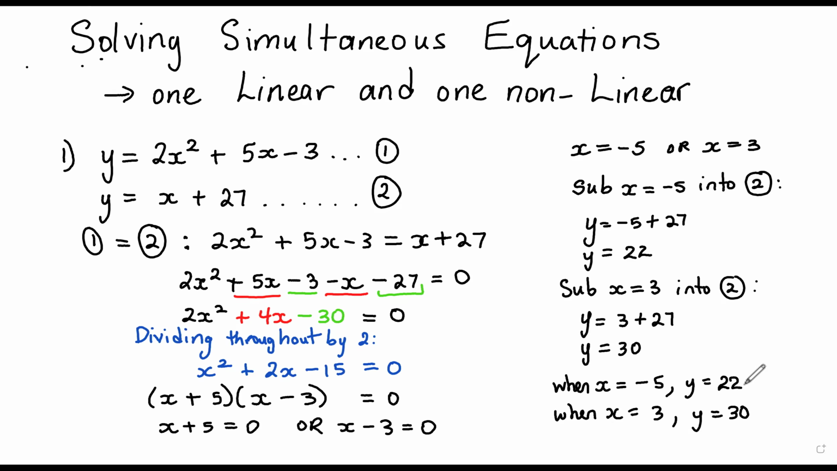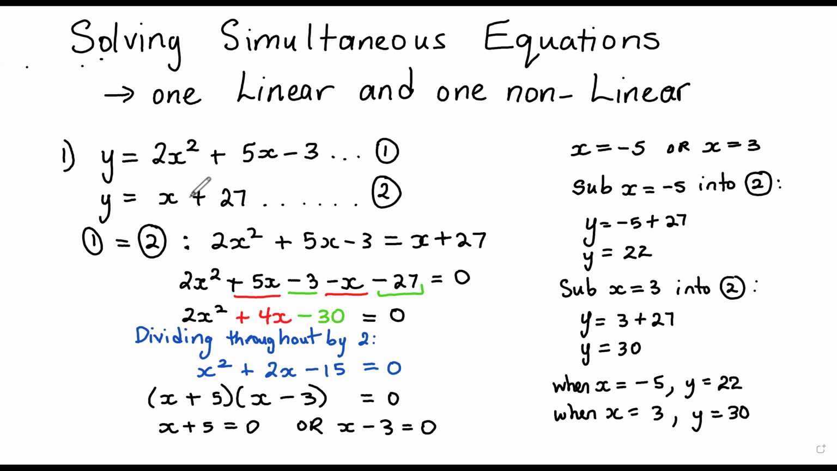Right, girls? So let's go over the steps once more. You are solving a pair of simultaneous equations where one of them is nonlinear and one of them is linear, right? So the first equation, equation 1, is a quadratic equation because the highest power of x here is 2. In the second equation, well, that one is a linear equation because the highest power of x is 1.